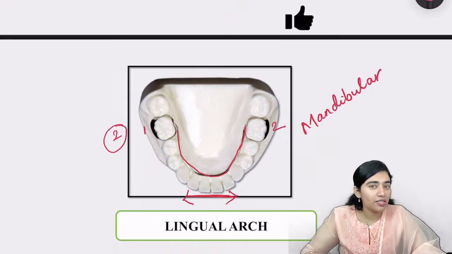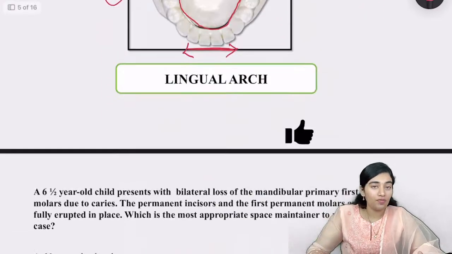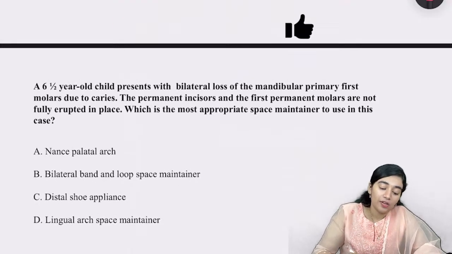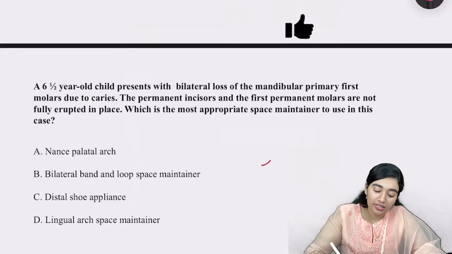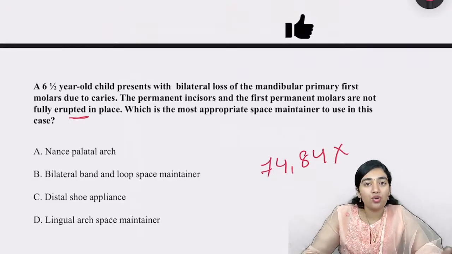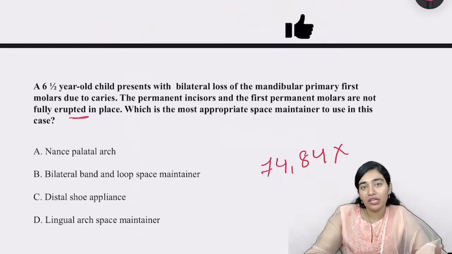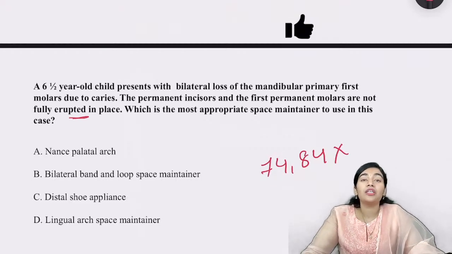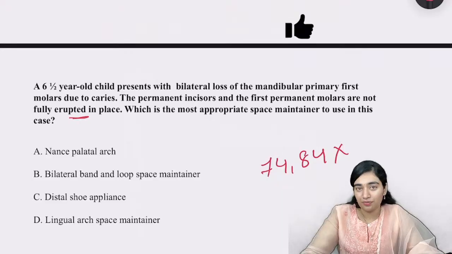Now I'll give you one more case-based scenario which is a bit tricky. I hope you all will answer this right. Here I have a 6.5-year-old patient with bilateral loss of mandibular primary first molars due to caries. So 74 and 84 are missing. The permanent incisors and first permanent molars have not fully erupted in their place. There is no eruption because he's just 6.5 years, so we have a little more time to anticipate our permanent incisors and also permanent molars. So what is the appropriate space maintainer of choice in this case?